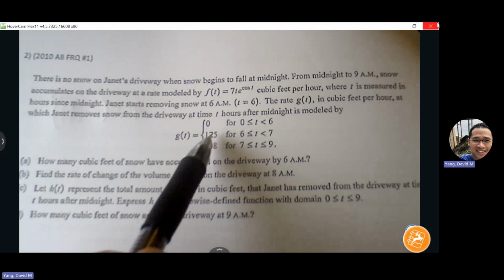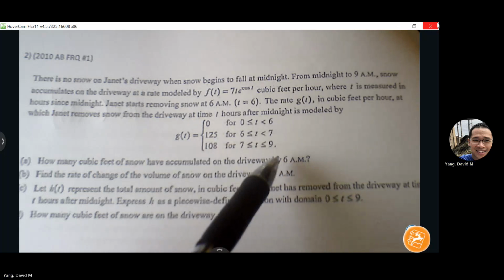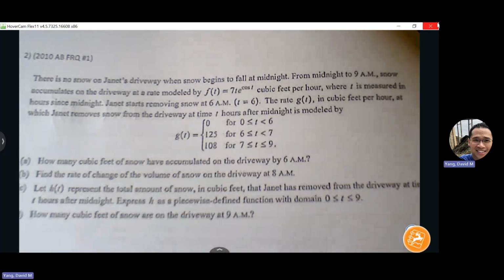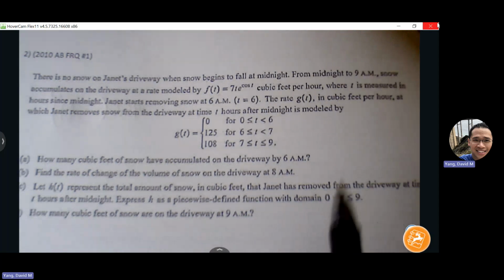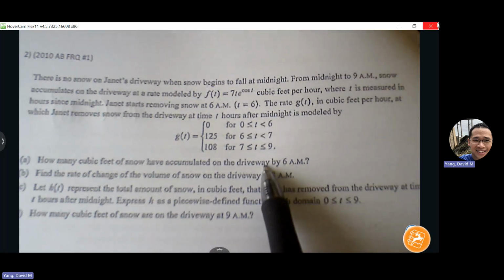This is for 1 hour. This is for 2 hours. So it'll be 125 plus 216. That's exactly how much snow she has removed. Okay, so part A. How much snow has accumulated on the driveway? So the only thing we need for part A is what?